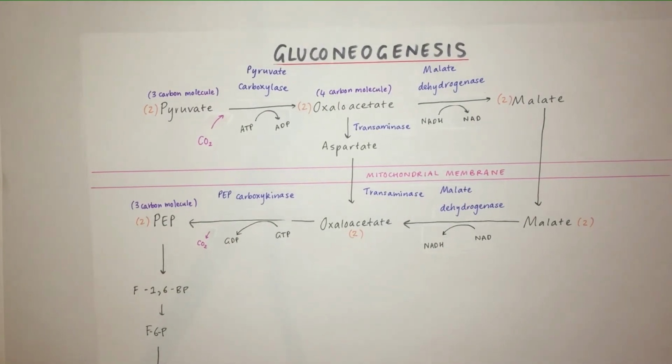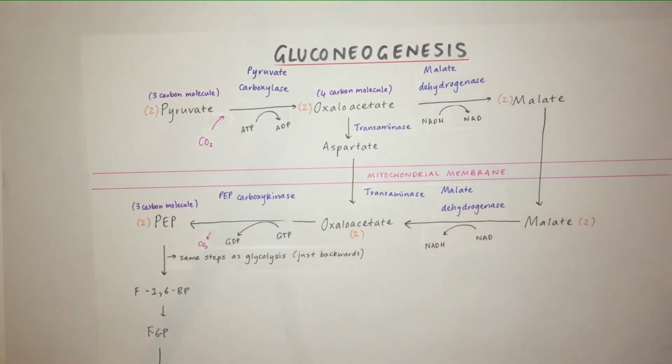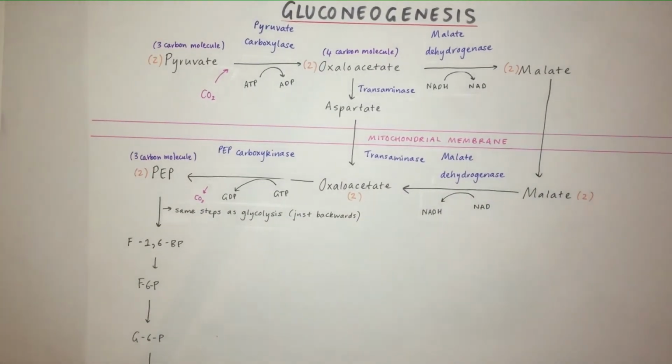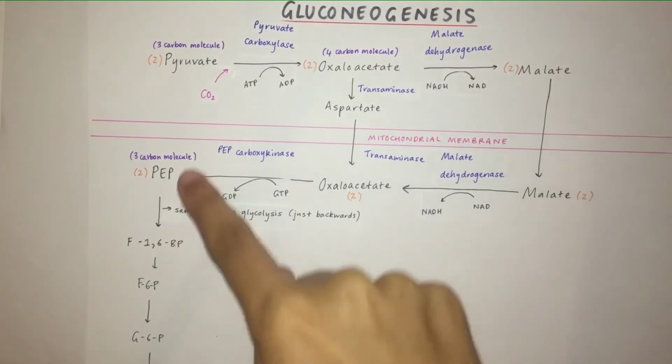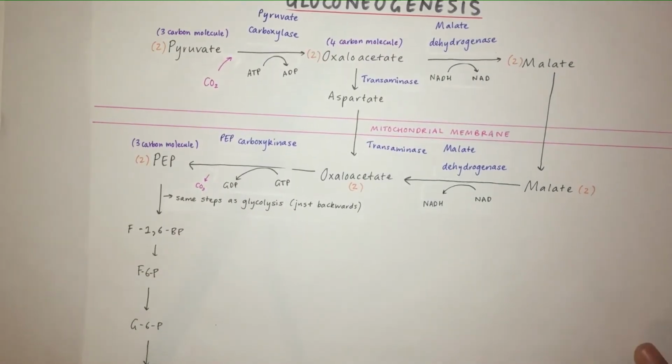So after this, we've got the same steps as glycolysis that are happening in between PEP to fructose 1,6-bisphosphate, except it's just backwards. So I'm not going to go through that because it is just the same thing backwards, and you can go have a look at the glycolysis video and draw out all of the steps backwards if that helps you, but I think it's just good to remember that it's the same steps just backwards so you can really get to the nitty-gritty about gluconeogenesis.